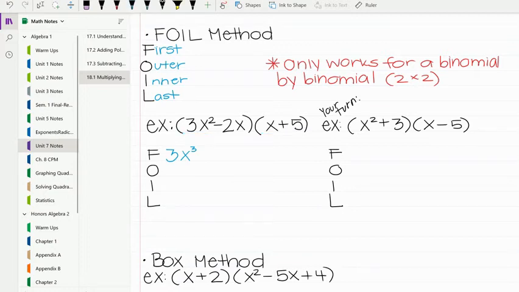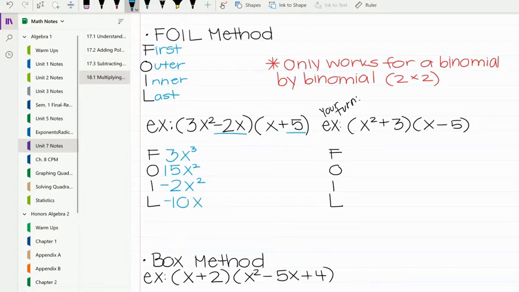Okay, the O is for the outer terms. So this is an outer term and this is an outer term. So the outside terms. So 3x squared times 5 would be 15, because 3 times 5 is 15, and then we would just have the x squared. The I stands for the inner terms, so we look at the insides. So that would be negative 2x and x, so that would turn into negative 2x squared. And then the L stands for last, so we're looking at the last terms. So that would be negative 2x and 5. So that would turn into negative 10x.